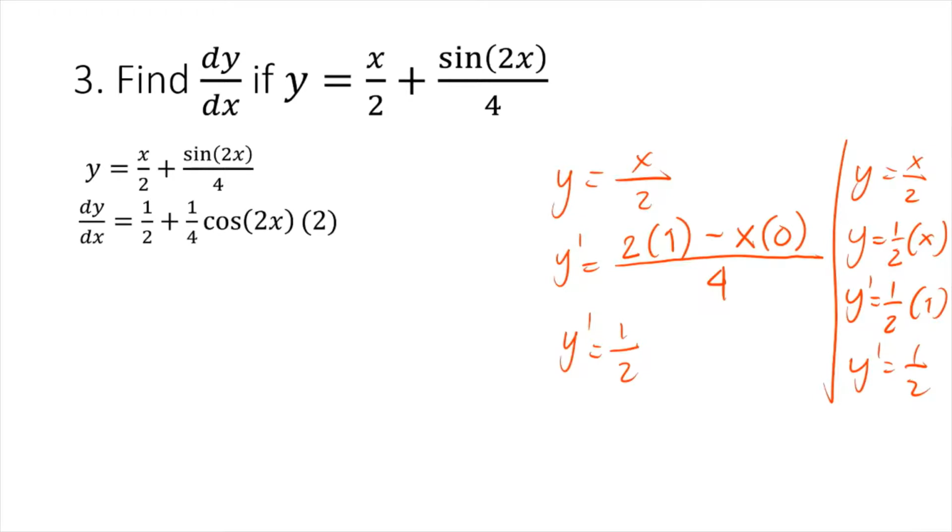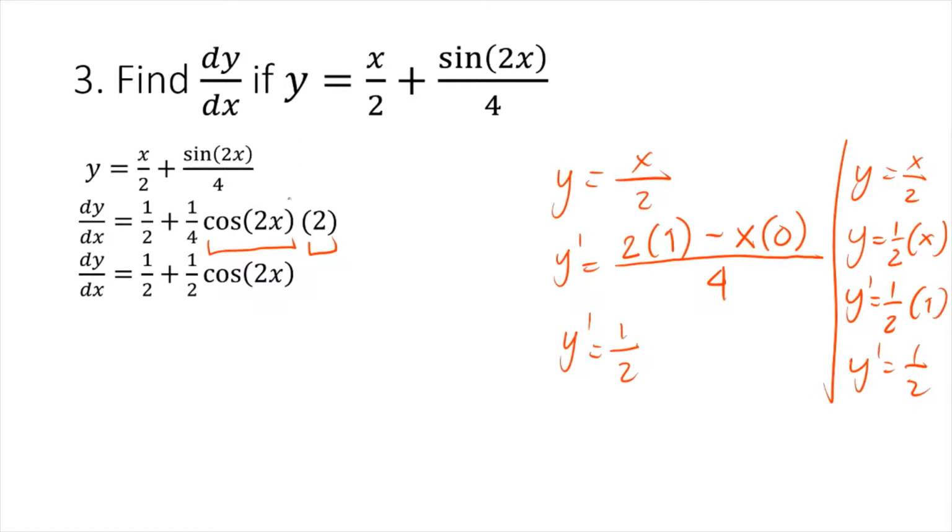Again, this is the derivative of x over 2 with respect to x, plus the second term, sine 2x over 4. Again, the denominator is just a constant, so factor out 1/4 and then differentiate sine of 2x with respect to x. So the formula is cosine of the argument, so that's cosine of 2x, times the derivative of the argument with respect to x. So this is 2x, the derivative of 2x with respect to x is 2, okay? And then simplifying, we get 1/2 plus 1/2 cosine of 2x.